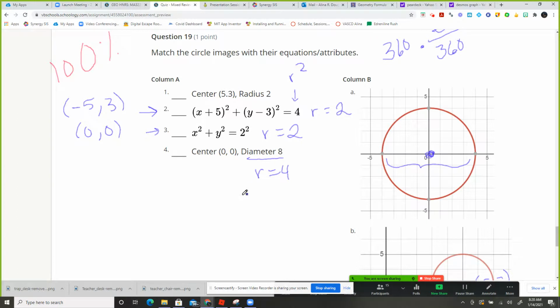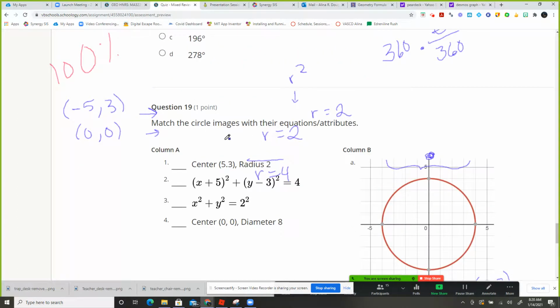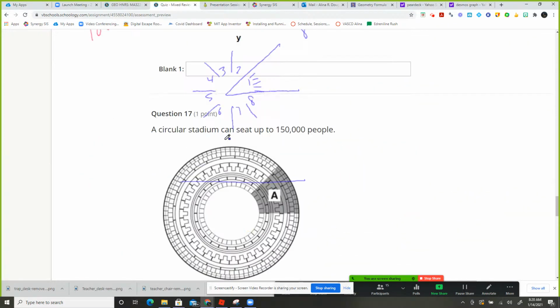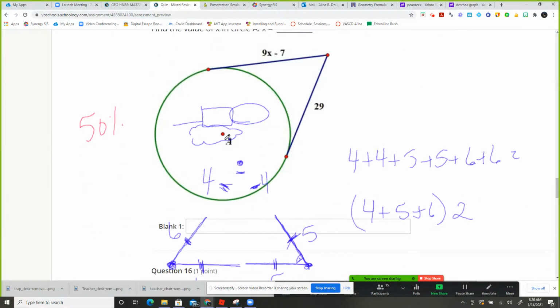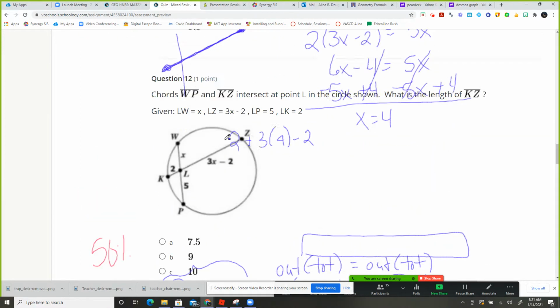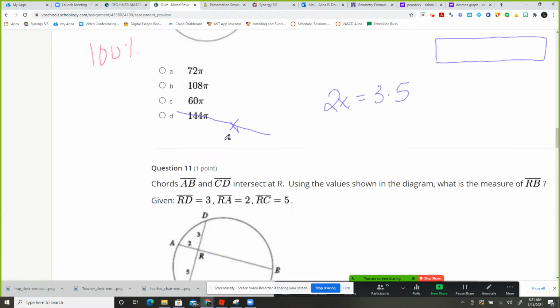Any other questions? Number 5 and 6, okay. The writing software takes a while. It lags, huh?